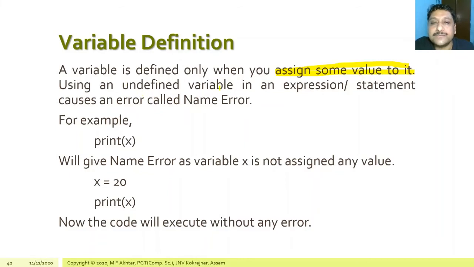Using an undefined variable in an expression or statement causes an error. If a variable is not defined, then it will give you an error. See the example here. We have not assigned the variable x anywhere, and directly we want to give the print statement, print x, then this will give you a name error. Now to solve this problem, what do we have to do? We have to assign some value to the variable. This is a must. x equals 20. Then we can give print x. Then there will be no error, and it will display the value of x as 20.